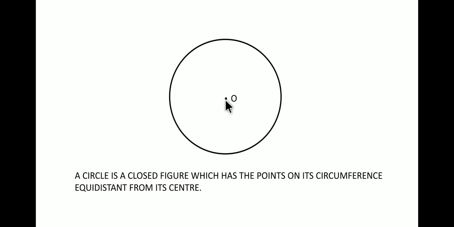That means the distance between the center and any of the points on the circumference will be exactly the same, at whichever point on the circumference you take the distance from the center. So the center and any point over here will be equal in distance as the center and any point out here on this part of the circumference. That means all the points lying on the circumference will be equally away from the center O. So this is the definition of the circle.